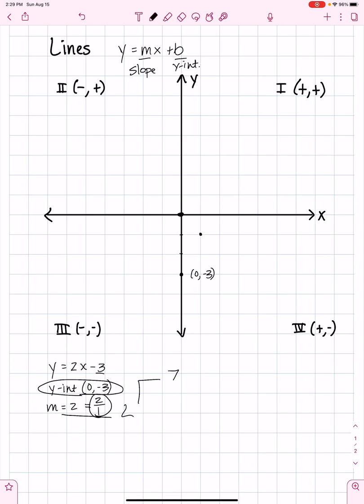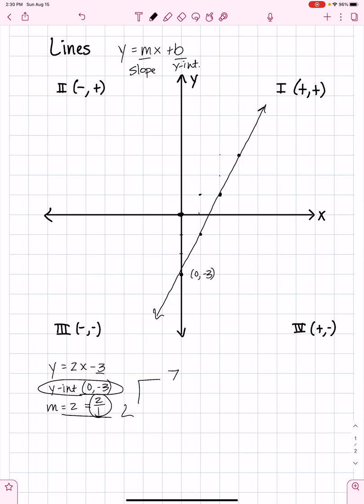And I'm going to keep doing that. I'm just going to make little stair steps so that I can create my line. So from here I go up 2 over 1, up 2 over 1, and that's enough probably to draw my line. See, it's just that easy. Easy peasy lemon squeezy. All right, so what would it look like if my slope was negative?